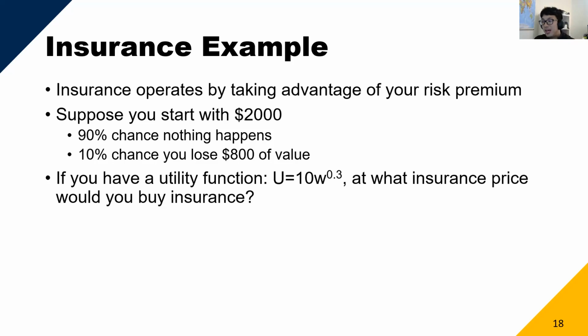Suppose you have a utility function, which we define here as 10 times W to the 0.3. At what insurance price would you buy insurance? The situation is you start with, say, $2,000. There's a 90% chance that nothing happens. Let's say you have a really expensive textbook, $2,000. 90% of the time, it's all fine. And 10% of the time, there's a fire or something, and part of the book catches on fire and you lose $800 of value, or whatever it is. Maybe a book is kind of a weird example.